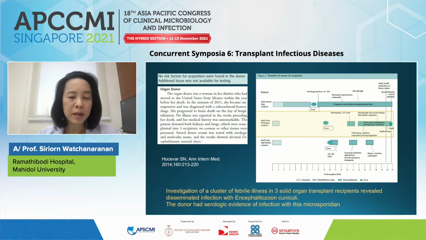This is an example case. Three patients underwent organ transplantation from a donor, a woman in her mid-30s from Mexico, who passed away from subarachnoid hemorrhage. After transplant, the first patient, the lung transplant recipient, had fever about a week later. Then about 3 to 5 days later, the 2 kidney transplant patients also got sick, and 1 patient died.